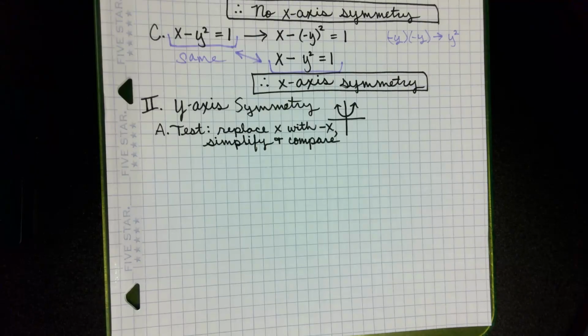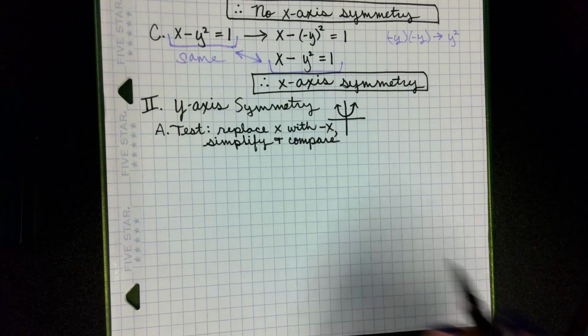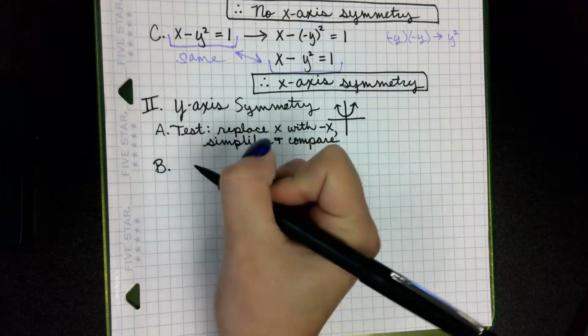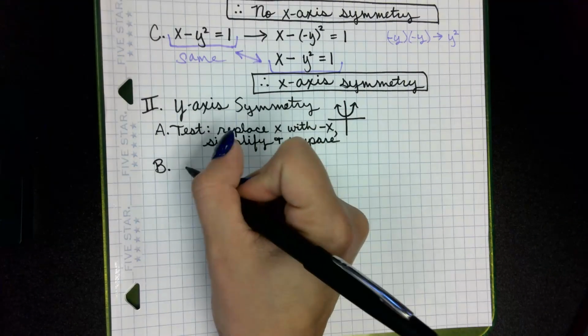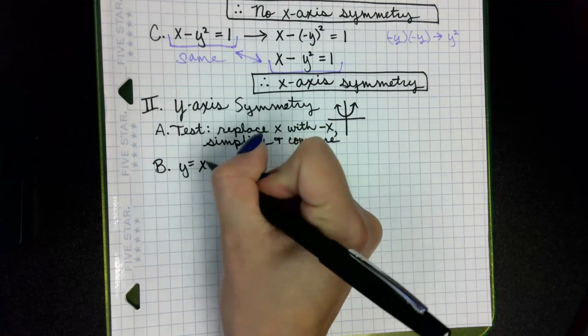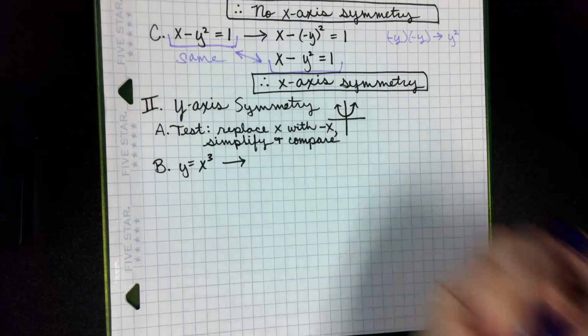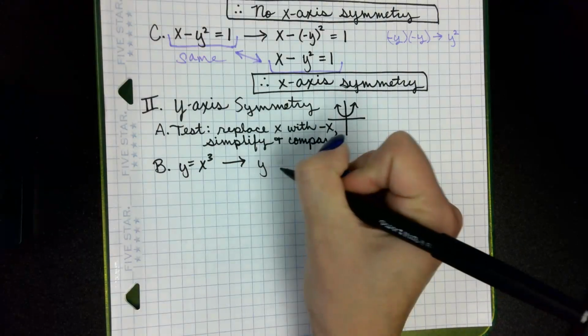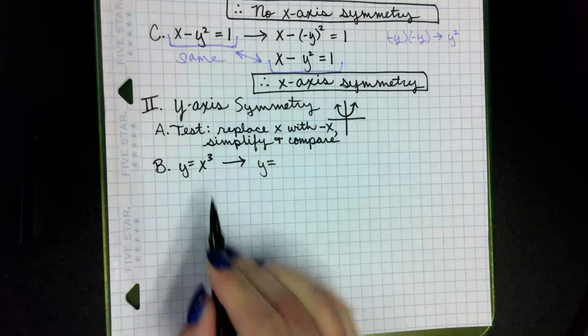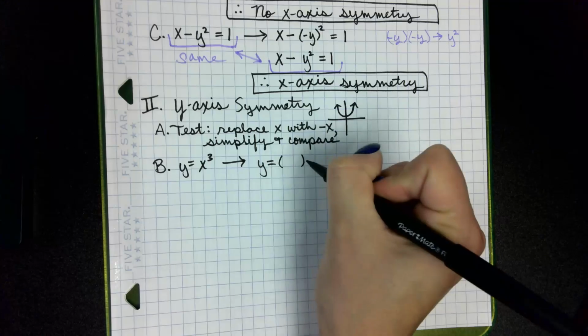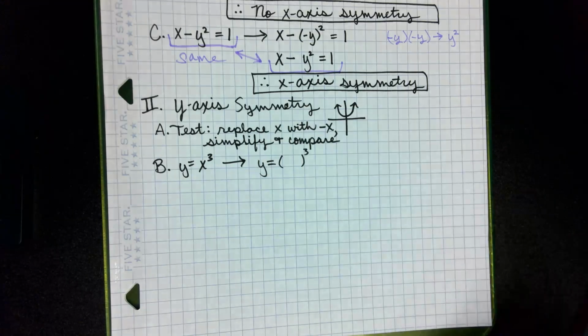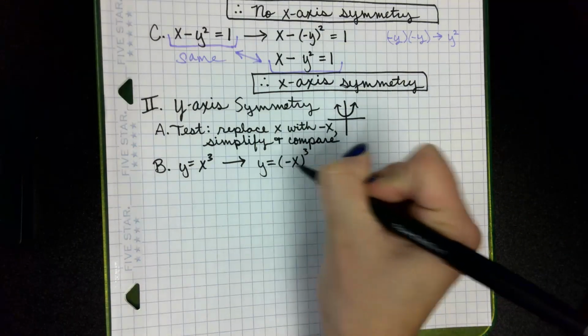So almost the same as the test for x-axis symmetry, but when you test y-axis symmetry, y stays the same and you change x. So B is our example. We're going to use the same example, y equals x to the third power. But this time, y is staying the same. And so the x is where I put my parentheses, and it's to the third power. And I plug in a negative x.